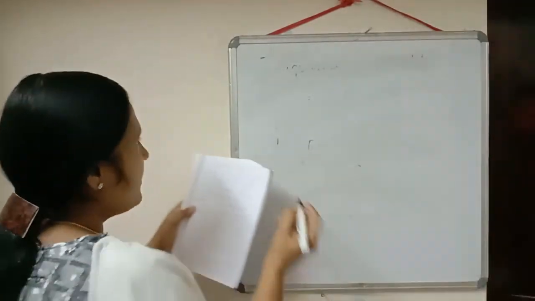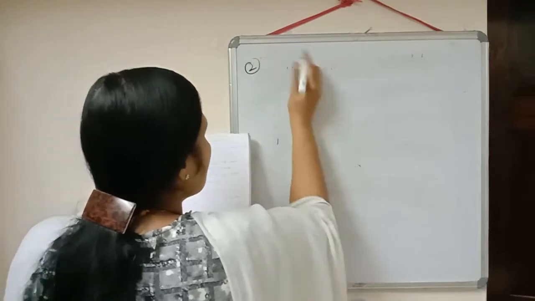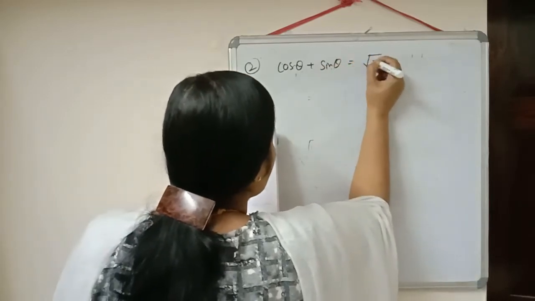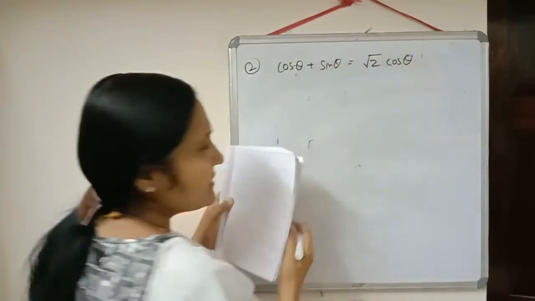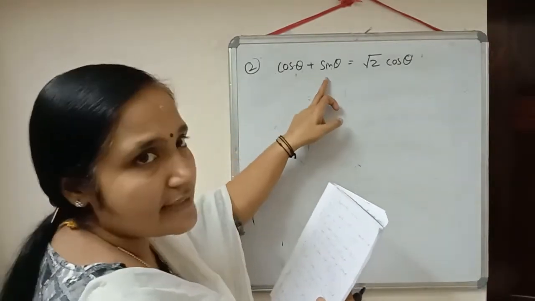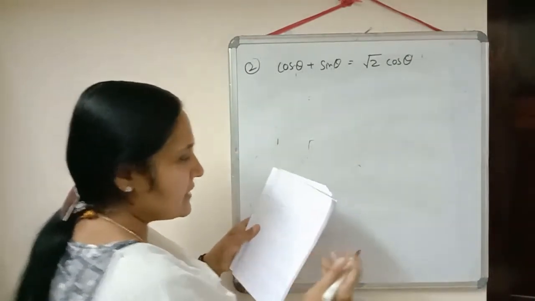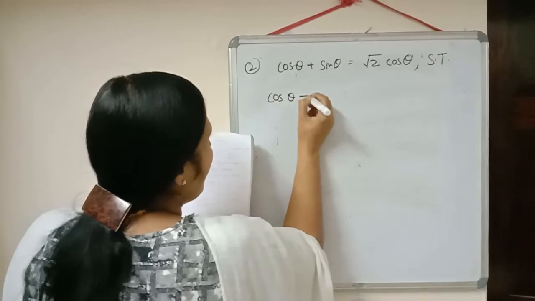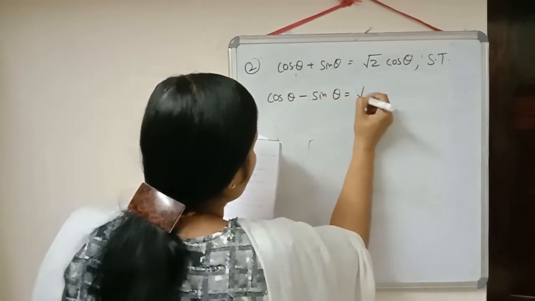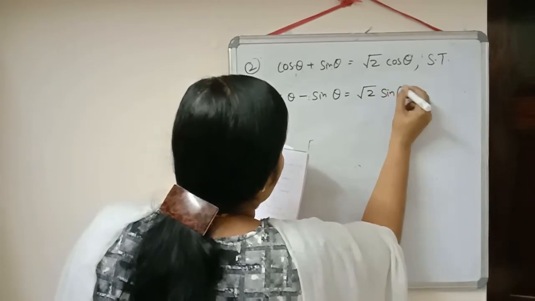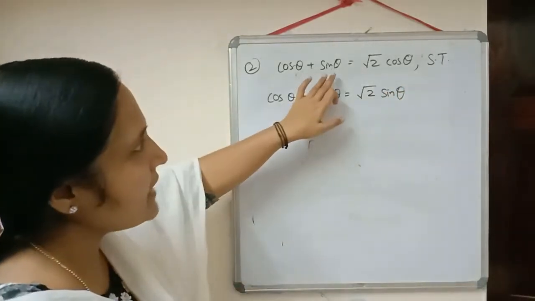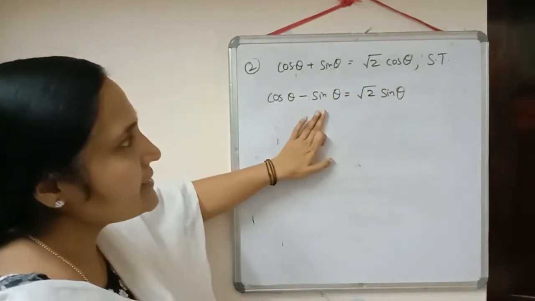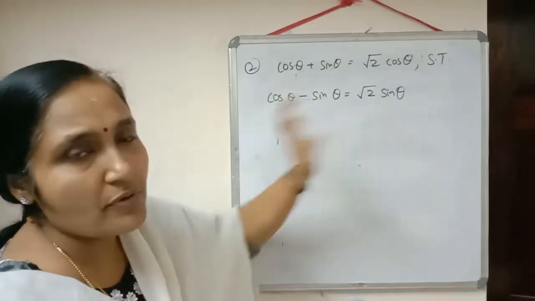Second question is, if cos theta plus sin theta is equal to root 2 cos theta. This information is given. If cos theta plus sin theta is equal to root 2 cos theta, then show that cos theta minus sin theta is equal to root 2 sin theta. We have to prove cos theta minus sin theta is equal to root 2 sin theta.